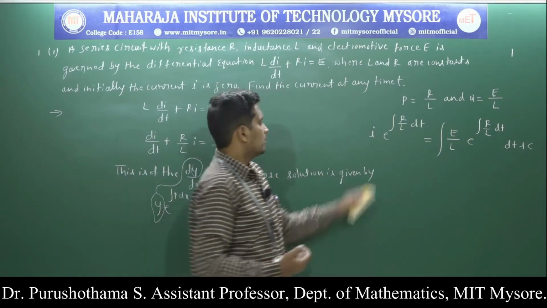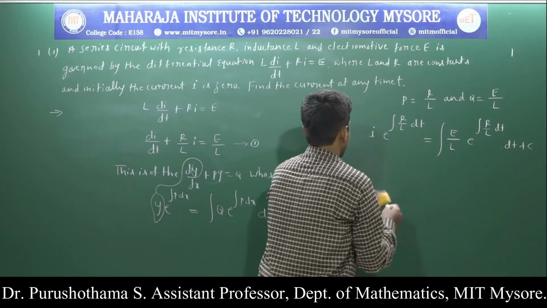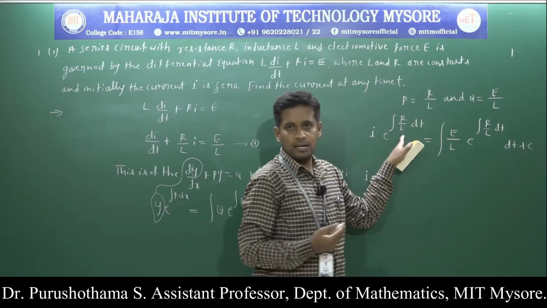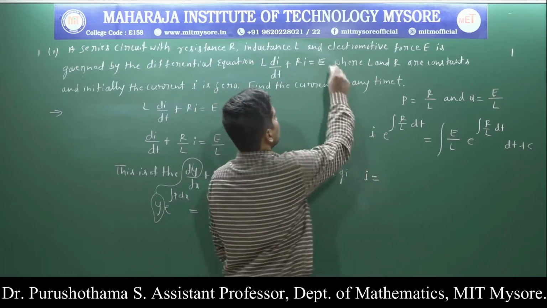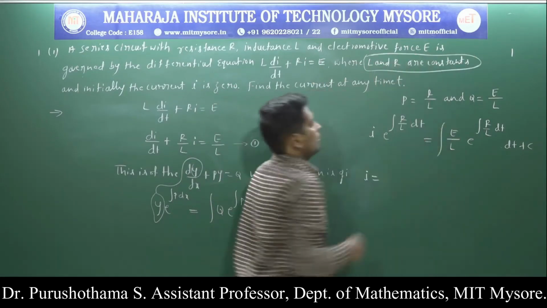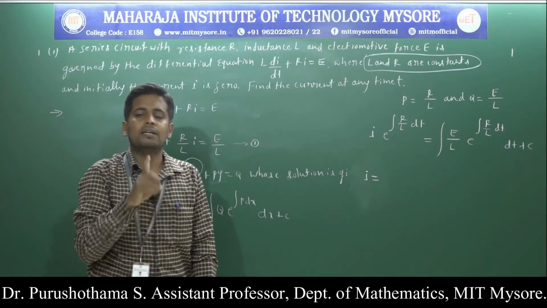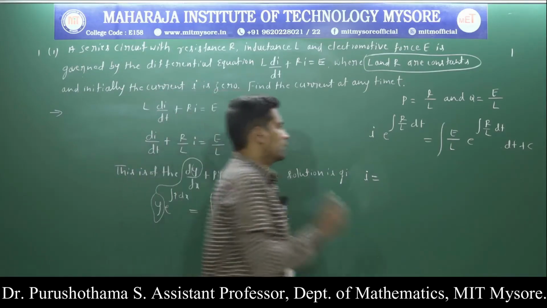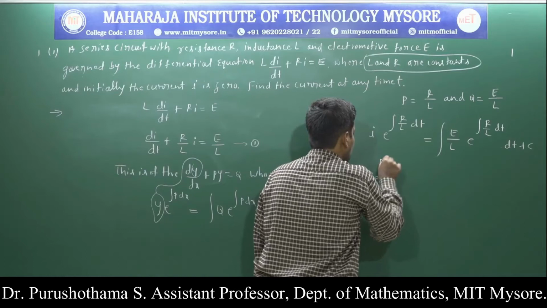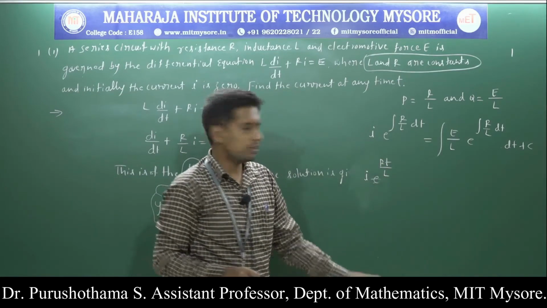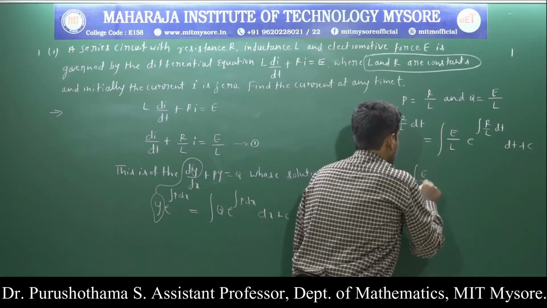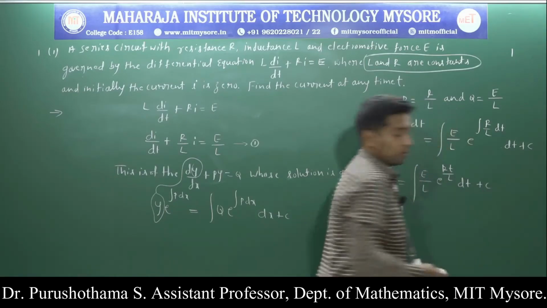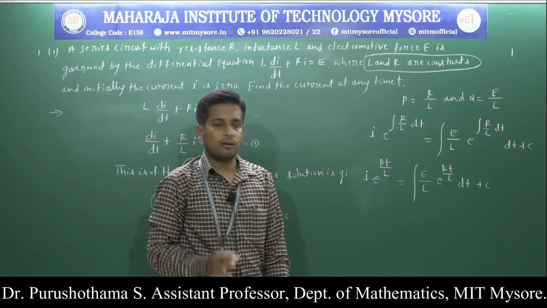In the next line, I into e power integral of R by L. Already we know that R and L are constants. Here R and L are constants, therefore taken outside of the integral, the remaining value is 1 with respect to t. Integration of 1 with respect to t is nothing but t, therefore I into e power Rt by L is equal to integral of E by L into e power Rt by L with respect to t, plus c. C is an integral constant.